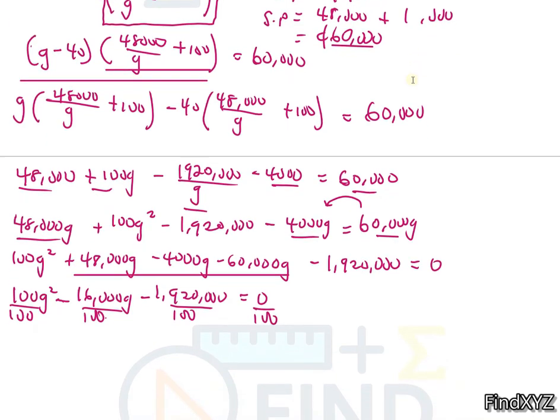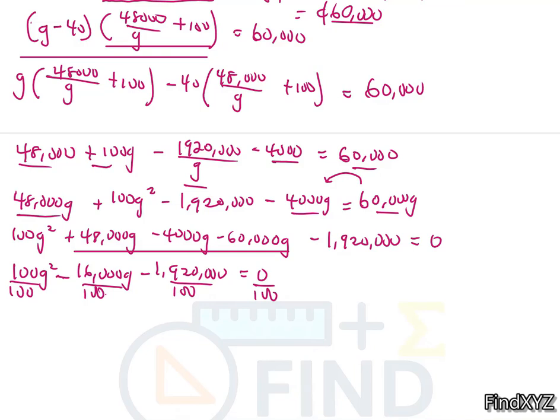This is an equation, so always you want to achieve fairness. Then 100 divides 100, then 100 also divides 16,000. We are left with this 160g. Then 100 divides 1,920,000, so we are left with just 19,200. This is equal to 0. So we have our quadratic equation set up.